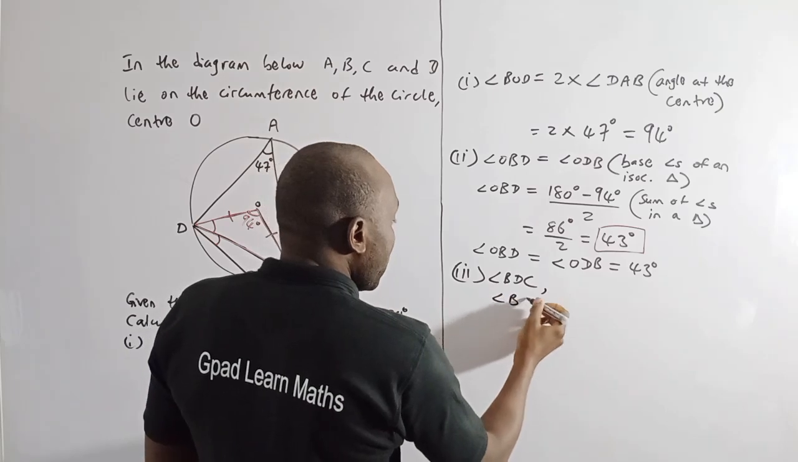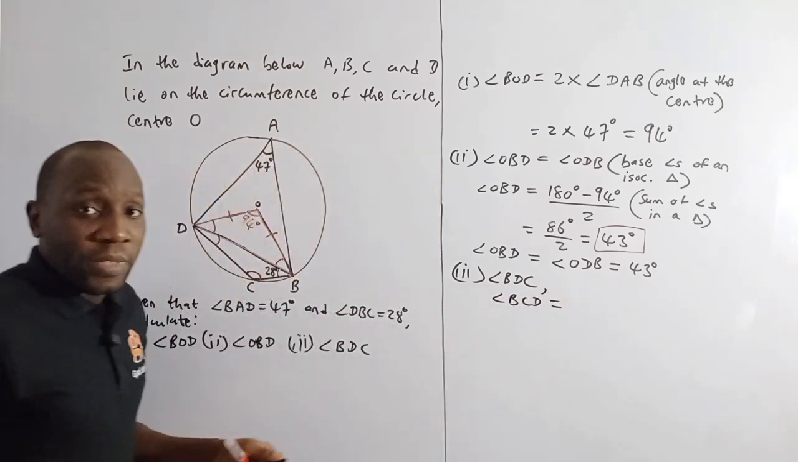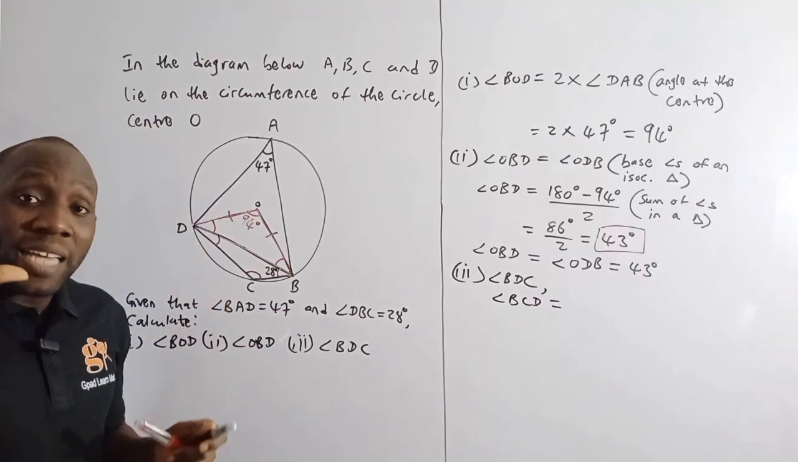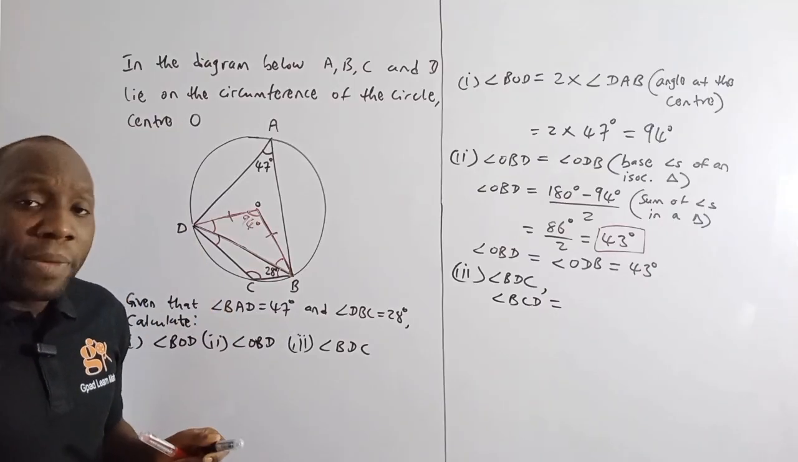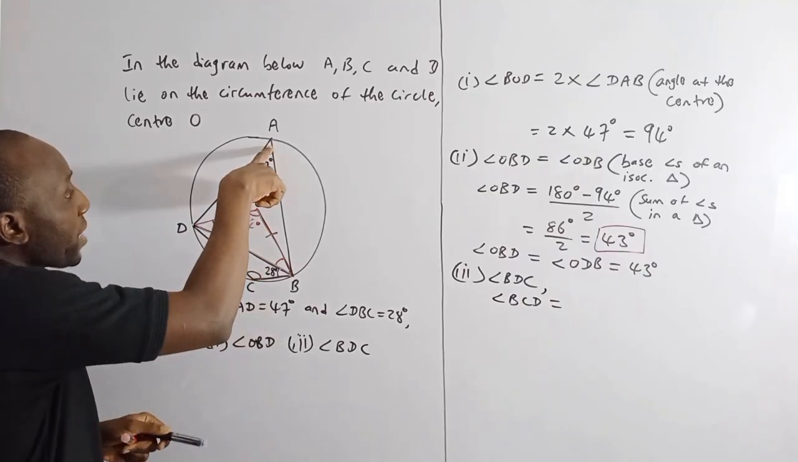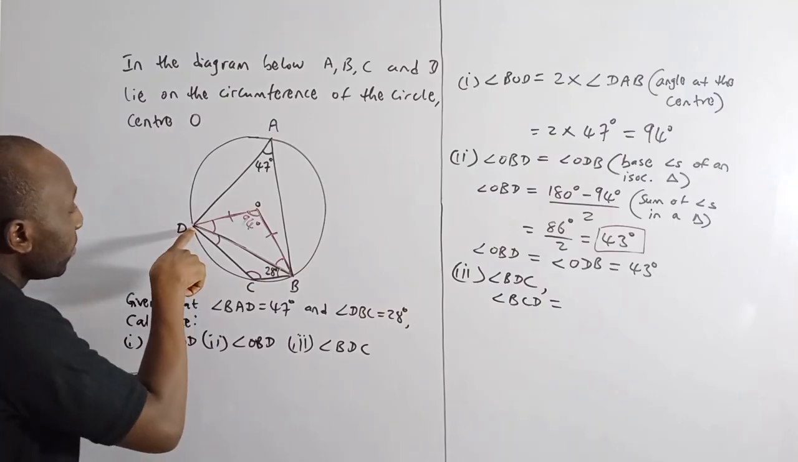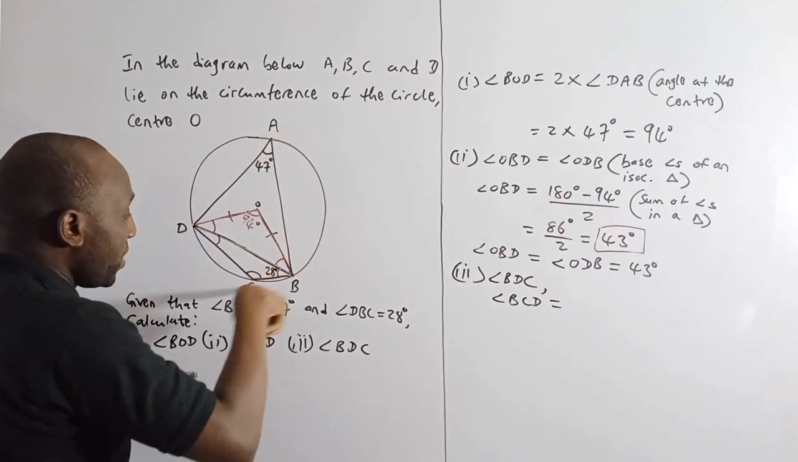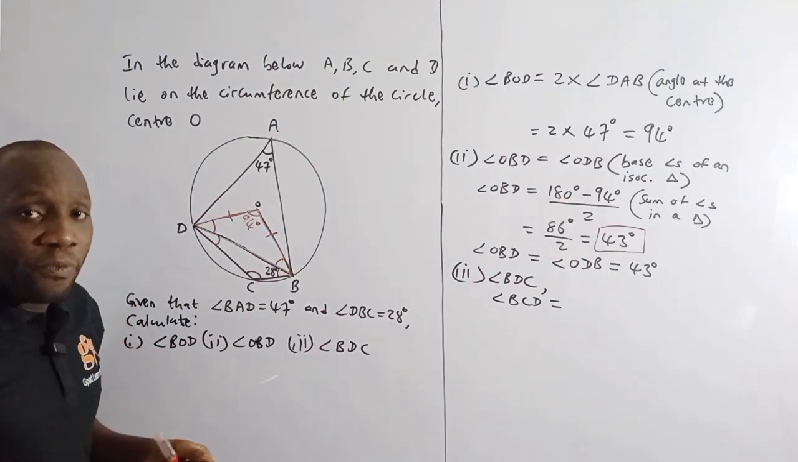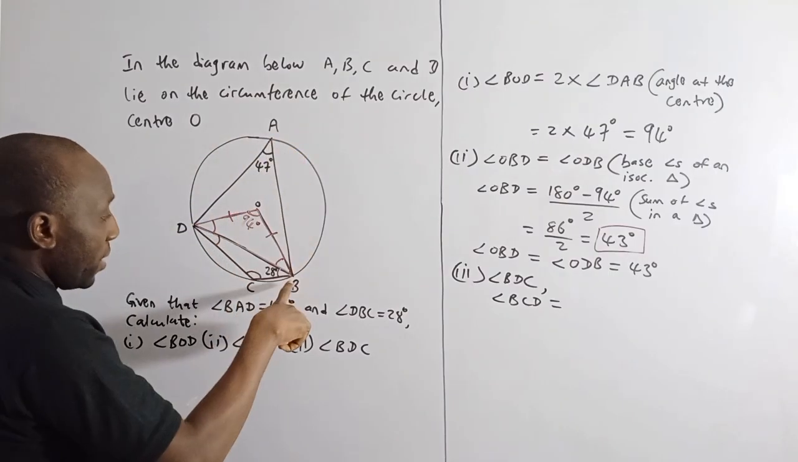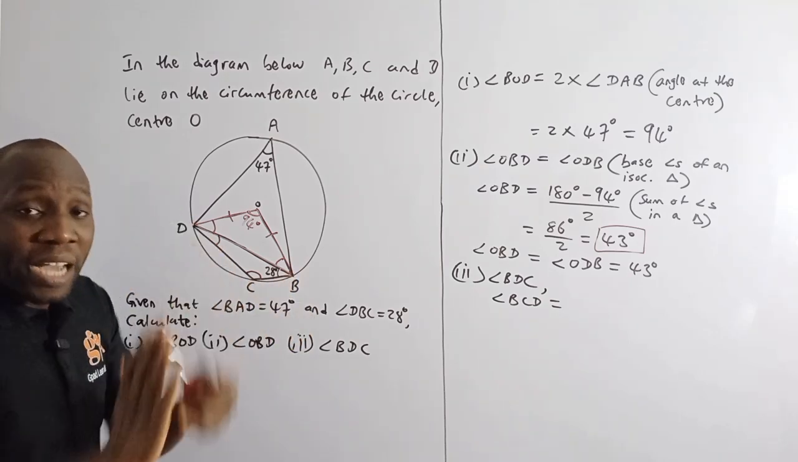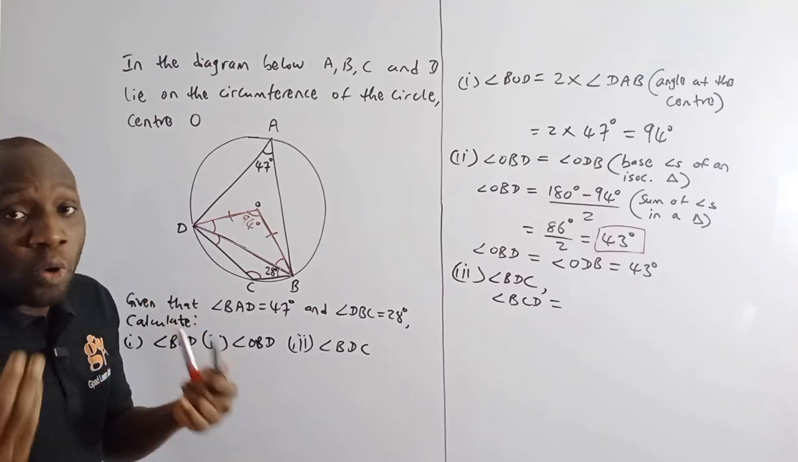So angle BCD will be equal to what? Now, there is another theorem that you also need to know, that the opposite angles of a cyclic quadrilateral are supplementary. By the word supplementary, I mean that they add up to 180 degrees. So see, opposite angles. This is a cyclic quadrilateral, DABC, because it is a quadrilateral whose vertices are touching the circumference of the circle. See, this one here, this one here, this one, this one. That makes it a cyclic quadrilateral. The opposite angles are supplementary, which means they add up to 180 degrees.